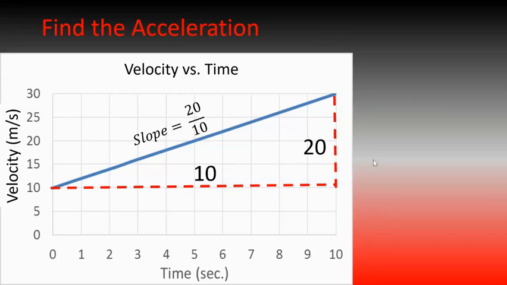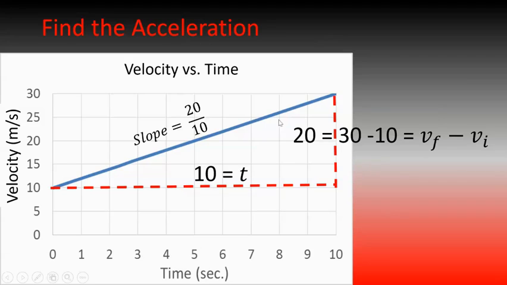But let's think about what we're doing. What does 20 represent and what does 10 represent? Are they just random numbers or do they represent something physical? Well, if you look at it, the rise is 20 because it goes from 10 up to 30. So what we're really doing is taking the top value and subtracting the lower value. 30 minus 10 equals 20.